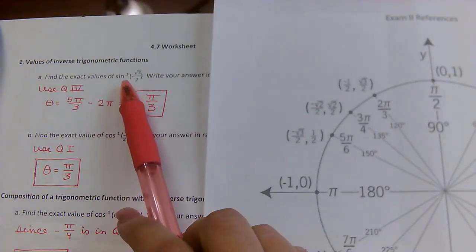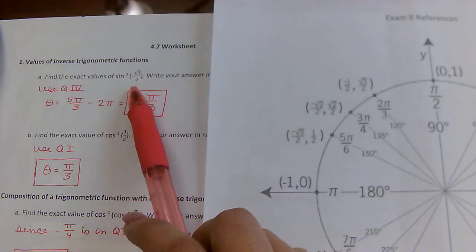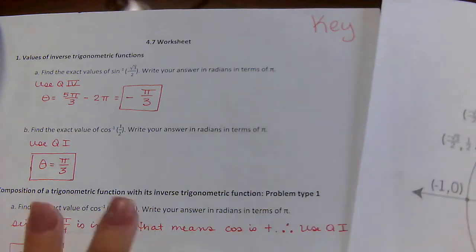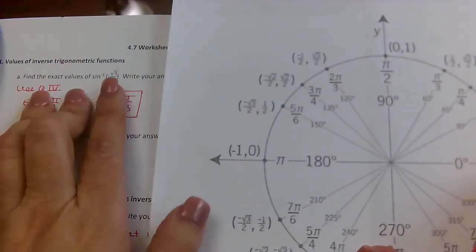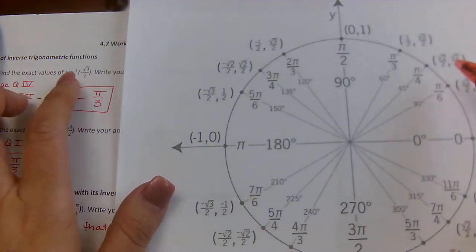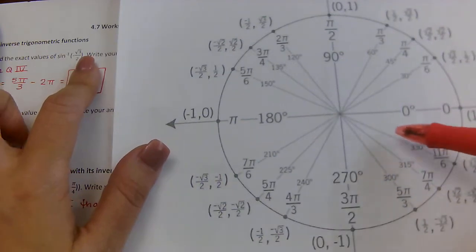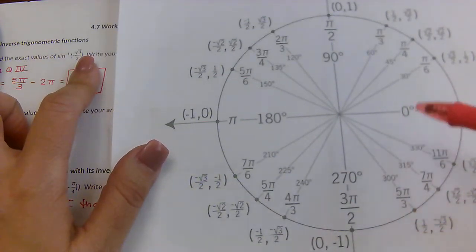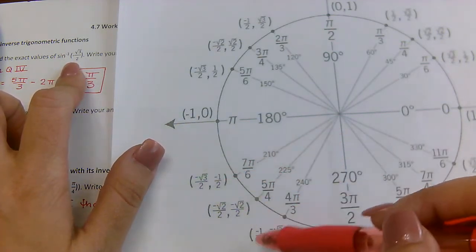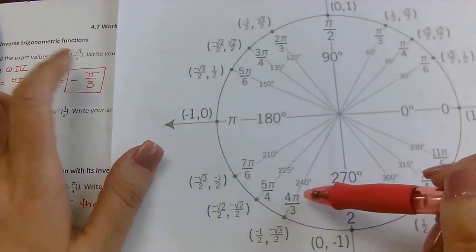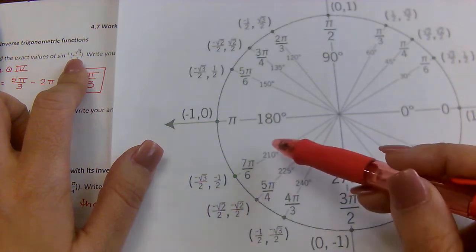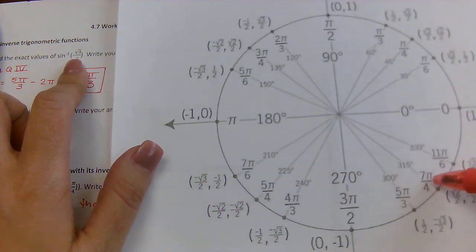Here we have the arc sine of negative square root of 3 over 2. We need to find the answer in radians in terms of pi, so exact answers. Anytime you're looking at negative ratios for sine, we should talk about quadrant 4. Remember, anytime we have arc sines or arc trig functions, we're never going to be using negative ratios in quadrant 3. Since sine is negative in quadrants 3 and 4, we never use quadrant 3. That means we have to use quadrant 4.